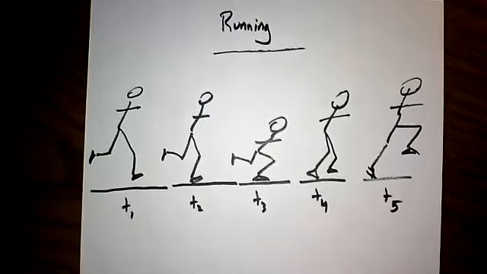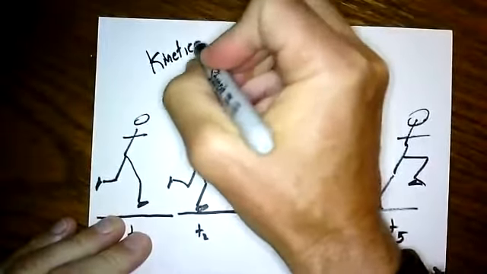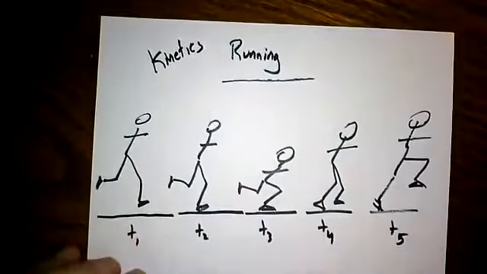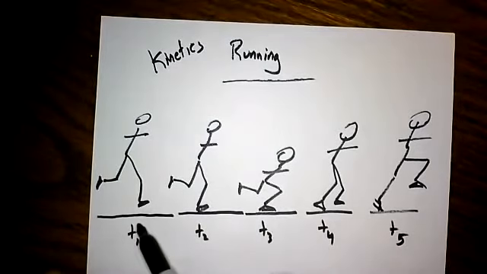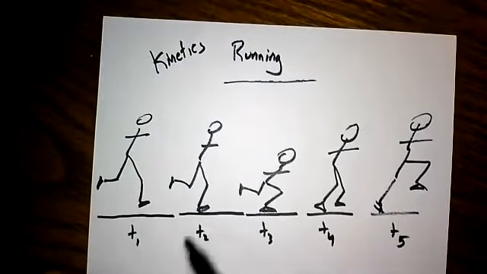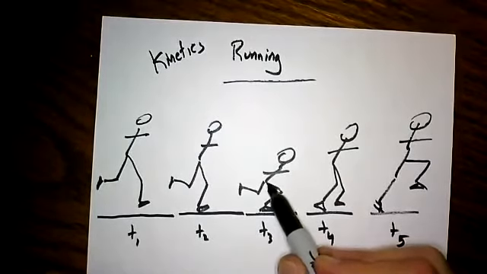Okay, let's talk about the kinetics of running. And I've drawn a stick figure, not a great stick figure, of somebody running. Time 1 represents the moment before the person strikes the ground. Time 2 represents striking the ground. Time 3, the person lowers themselves as the lowest point.